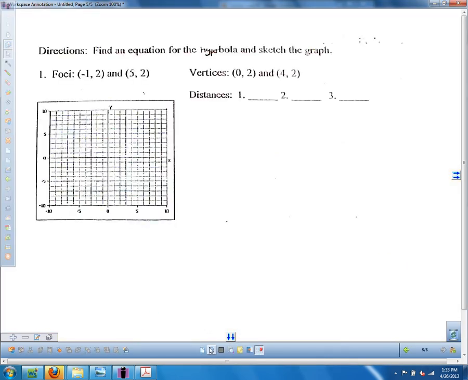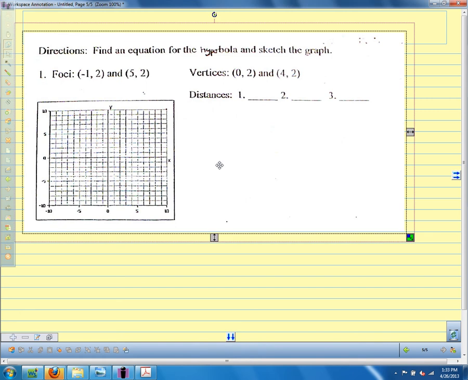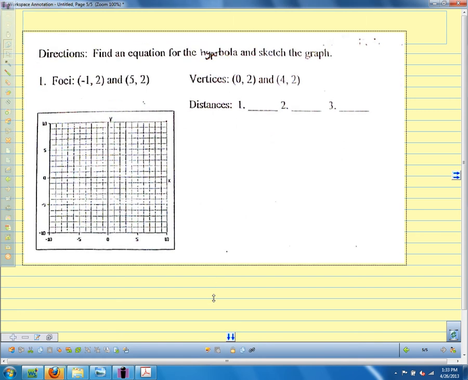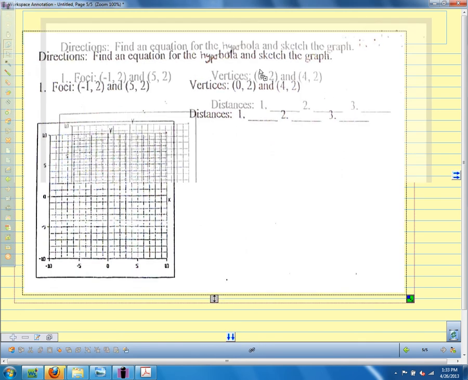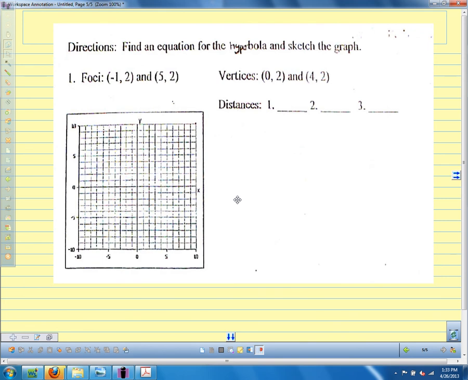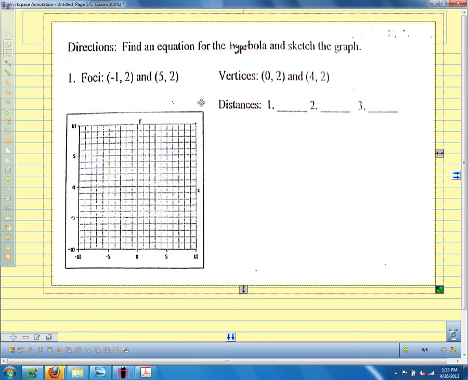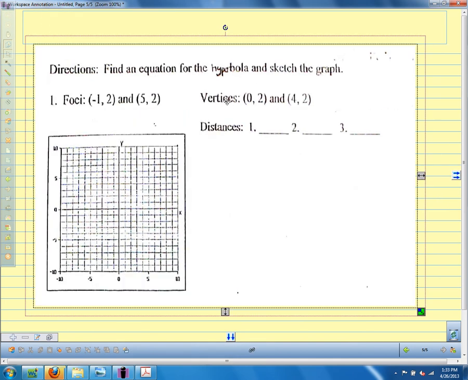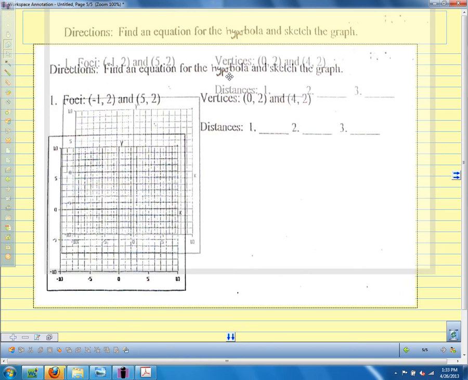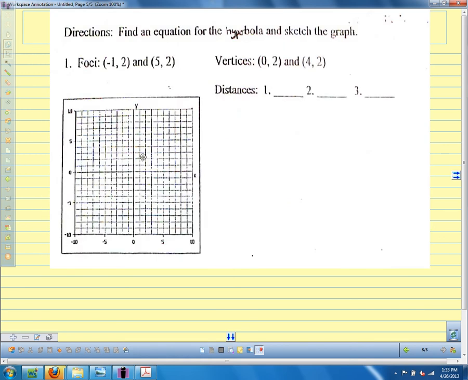So we're going to work through this first example. This is the kind of problem that you'll be asked to solve with hyperbolas. It looks just like the questions you were asked to solve with parabolas and ellipses on the quiz. So we want to find the equation and sketch a graph. When you have a problem like this, I suggest that you start making your sketch.